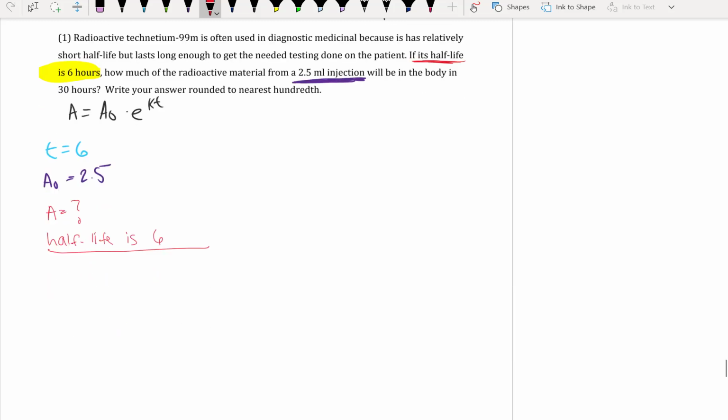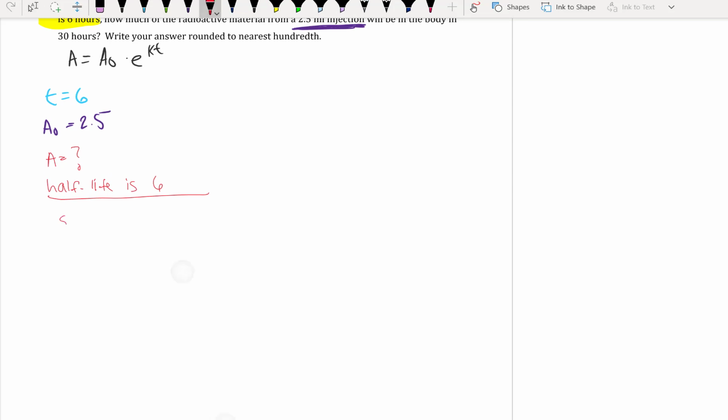So let's think about this for just a second. If I start with your initial amount, which is 2.5, then in 6 hours we are going to have half of that. So 1/2 times 2.5 is going to give us 1.25 according to this half-life. So we know that when T for time is equal to 6, your A amount is equal to 1.25.